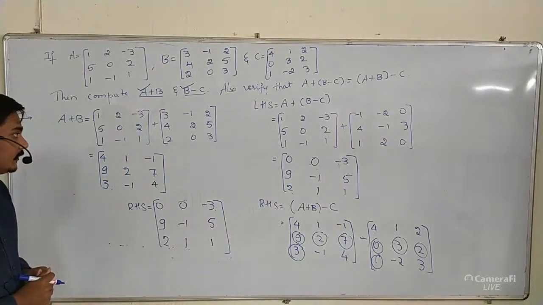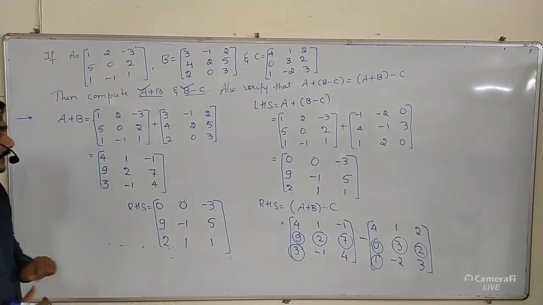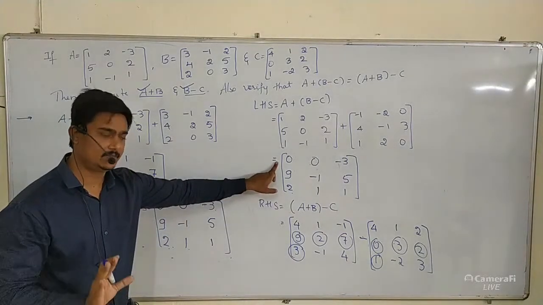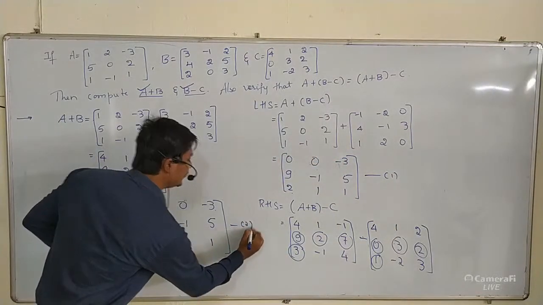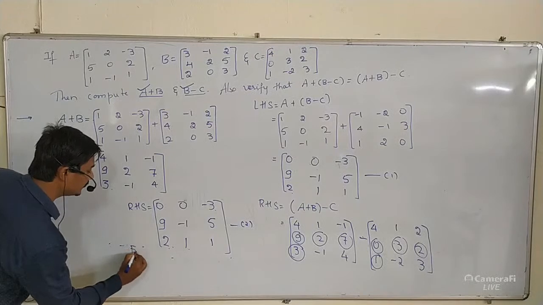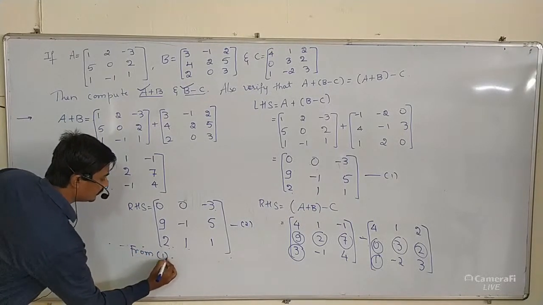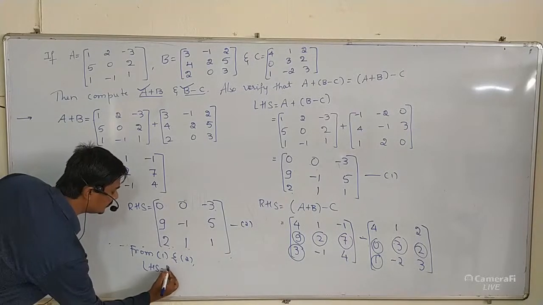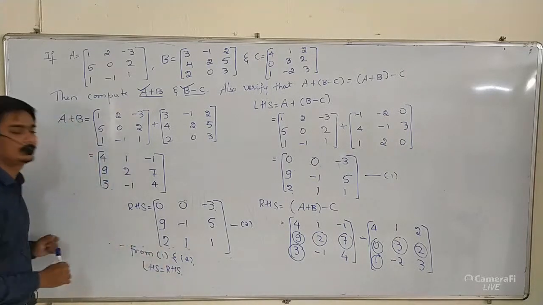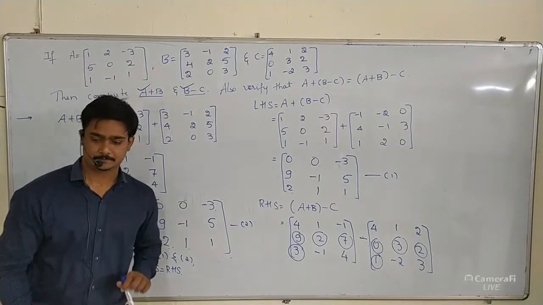So what do we observe? This RHS is equal to LHS. I will call this equation number 1 and this equation number 2. I will write down the conclusion. From 1 and 2, LHS is equal to RHS.